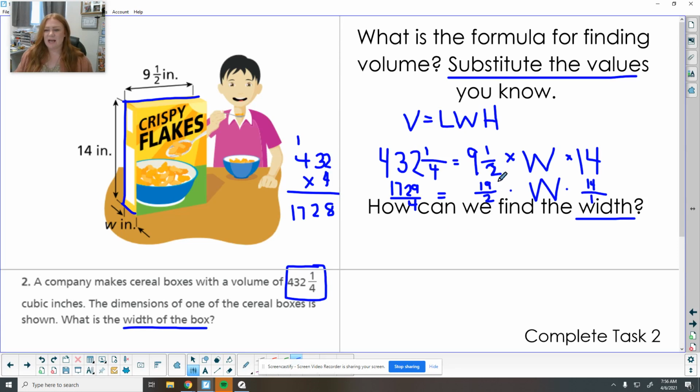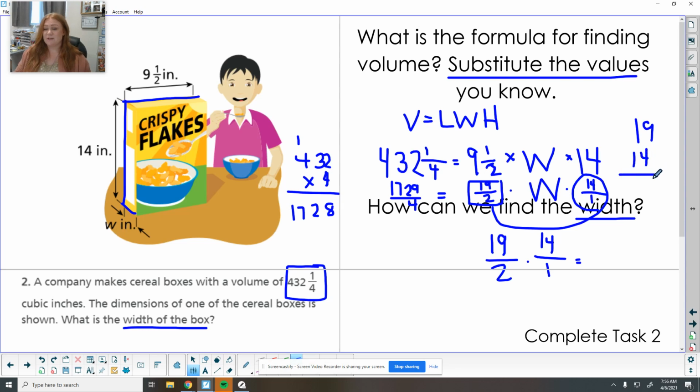Okay, so let's start actually and put these together. So then we only have to move one thing over. So since we can multiply 19 halves and 14 over 1, let's start with that. And then we can just move that over to the other side here. So we have 19 halves times 14 over 1. So let's go ahead and do 19 times 14. So go ahead and do that and come back when you know that answer.